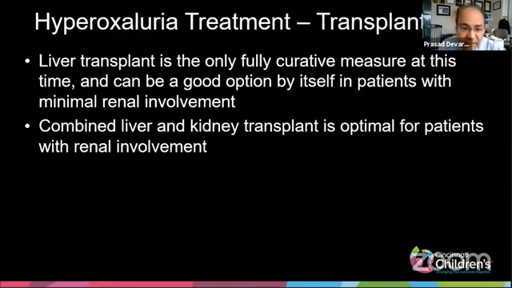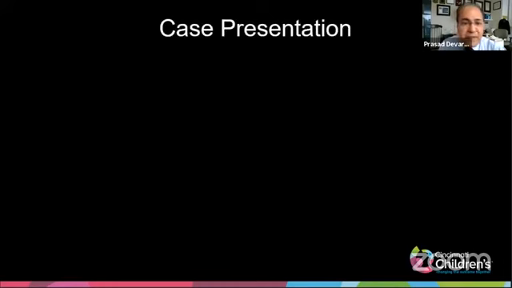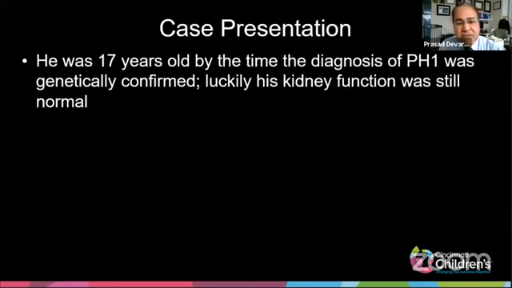So if we pick up an infant or a young child with primary hyperoxaluria very early, before the kidney is involved, then we can do just a liver transplant, and that is curative. So coming back to our case, he was 17 years old by the time the diagnosis was made, was genetically confirmed. Luckily, at that time, his kidney function was still normal.